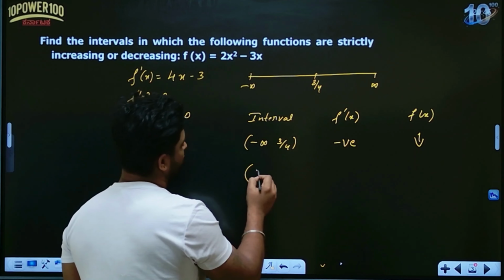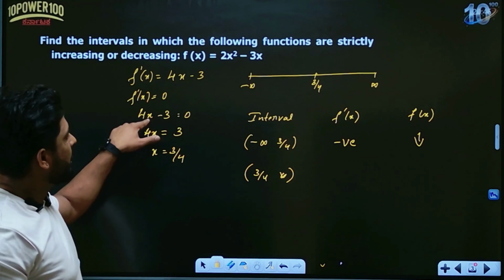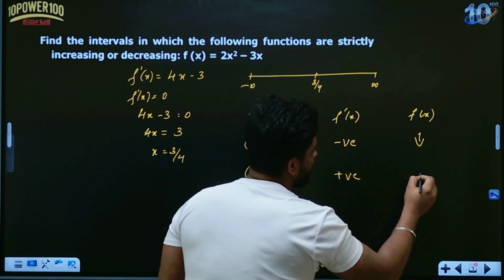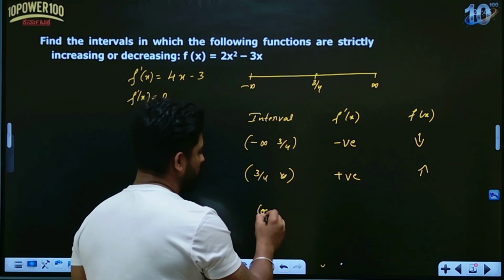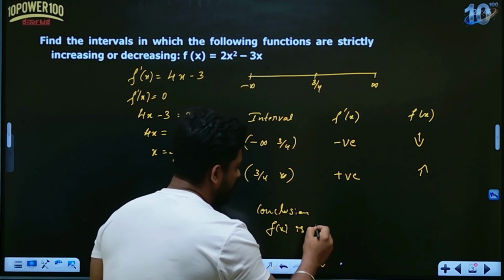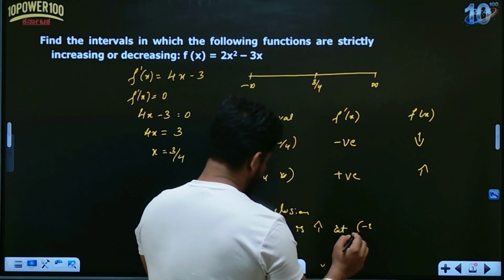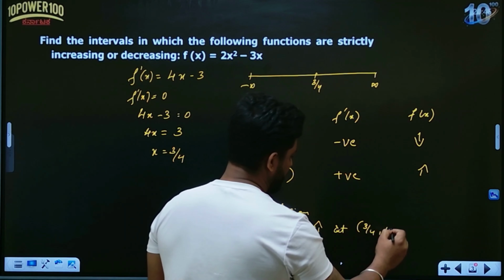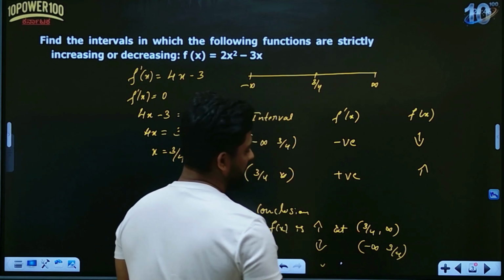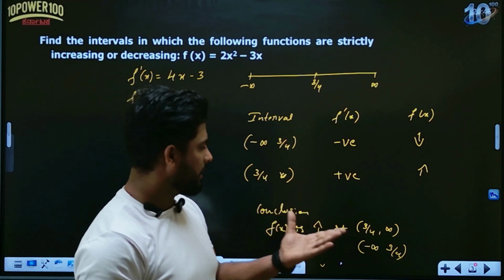Next, from 3 by 4 to positive infinity. Now I will take 1 and substitute. 4 into 1 is 4, minus 3 is a positive 1. So this is positive, so f of x is increasing. Next, write the conclusion. So f of x is increasing from 3 by 4 to infinity and decreasing from minus infinity to 3 by 4. If you write this much, it is more than enough, kids. Very simple concept. I hope this is clear to you.